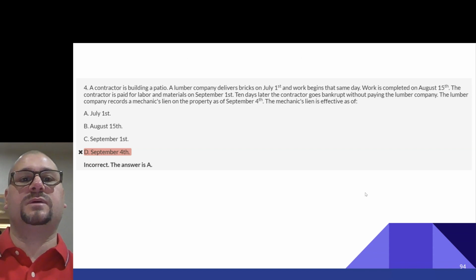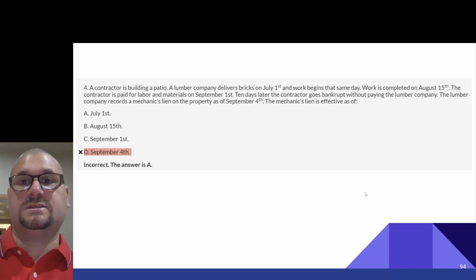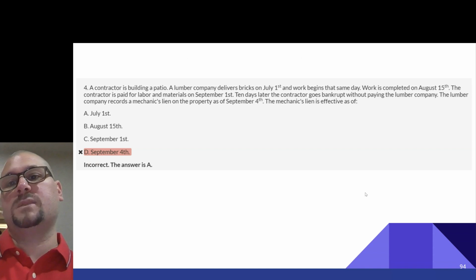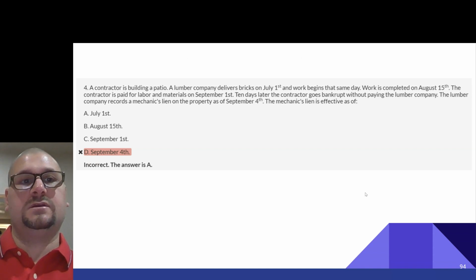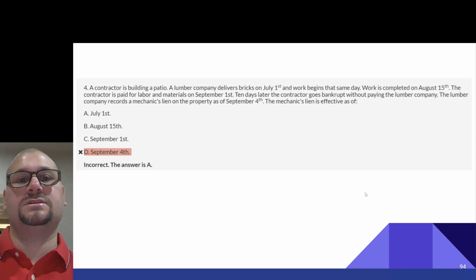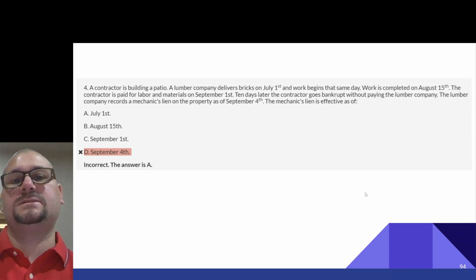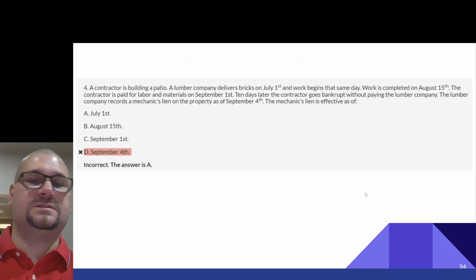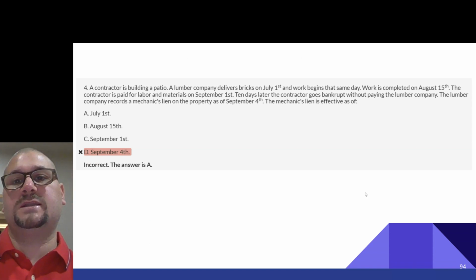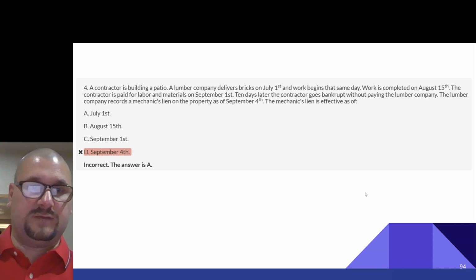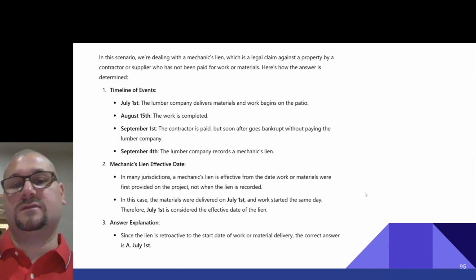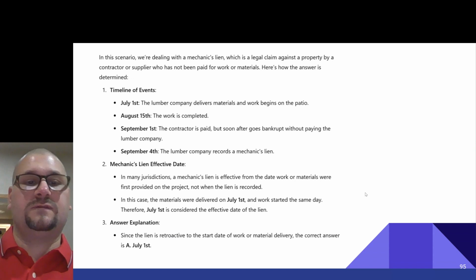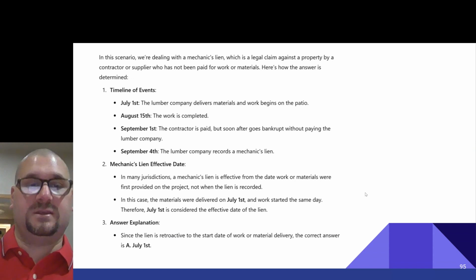A contractor is building a patio. The lumber company delivers bricks on July 1st and work begins that same day. Work is completed on August 15th. The contractor is paid for labor and materials on September 1st. 10 days later, the contractor goes bankrupt without paying the lumber company. The lumber company records a mechanics lien on the property as of September 4th. The mechanics lien is effective as of July 1st, right? The materials were delivered on July 1st and work started that same day. Therefore, July 1st is considered the effective date of the lien.